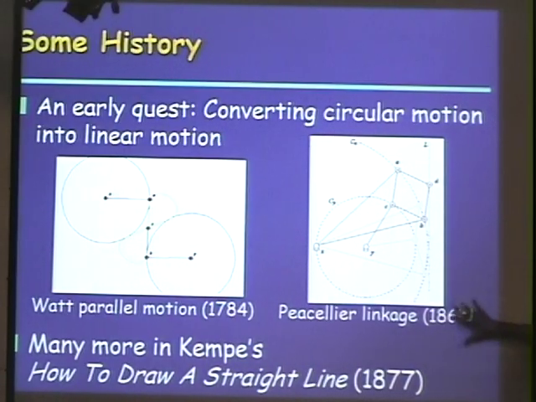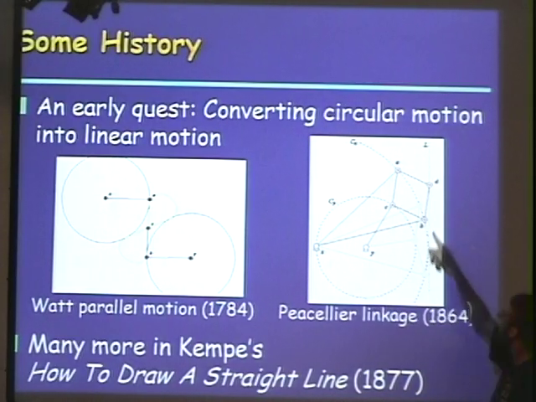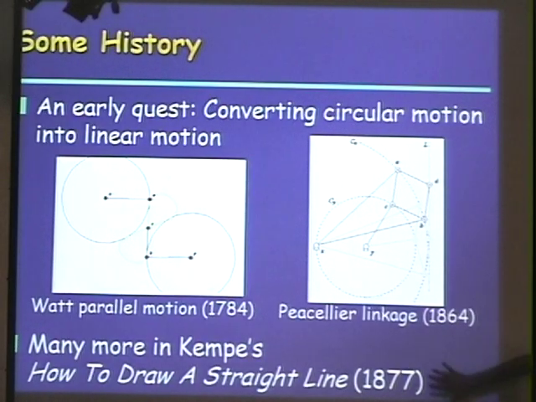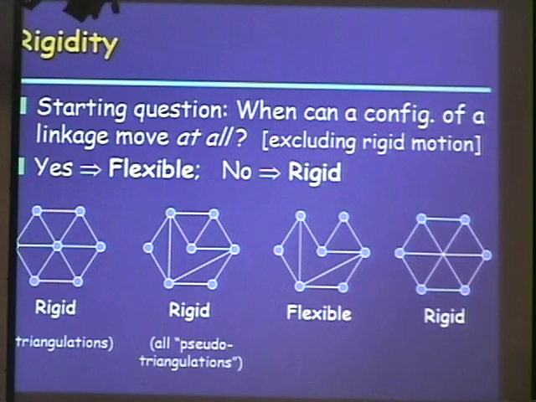And then the first linkage to actually do this conversion, this is the circular motion around here, and this is the linear motion, this vertex. I won't try to pronounce that because it'll show how poorly I know French. And there's a whole bunch of linkages for drawing straight lines, is a cute way to put it, with circular motion. I don't want to go into them except to say this is the origin of the area. People really wanted to do this in mechanics, and that started this area. Instead, I want to turn to some meat. So let's look at rigidity. Rigidity is sort of the simplest question you can ask.